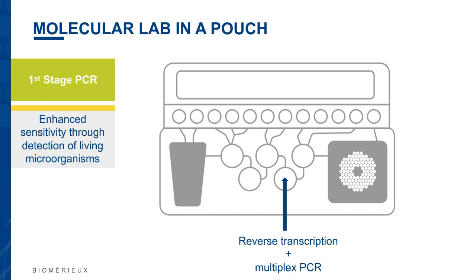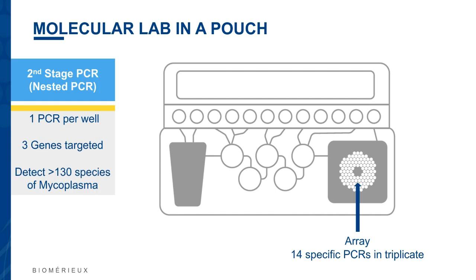Okay, so different primers are used to amplify different genes. In that case, we use 3 target genes that allow us to detect the 130 species of mycoplasma.